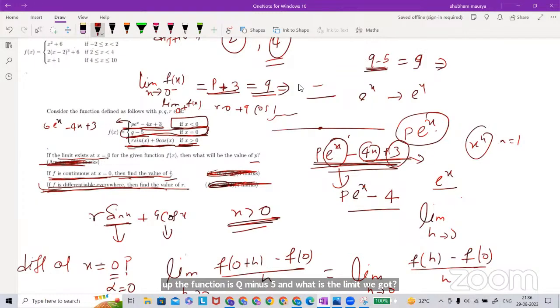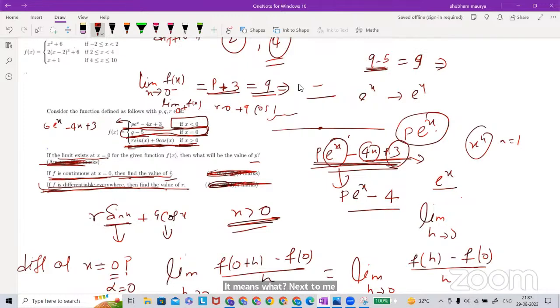What is the limit? 6 plus 3, 9 of this. By this way, you can get the right limit because the function is continuous. Left limit and right limit, or even the limit exists. That means what? That means it is continuous.